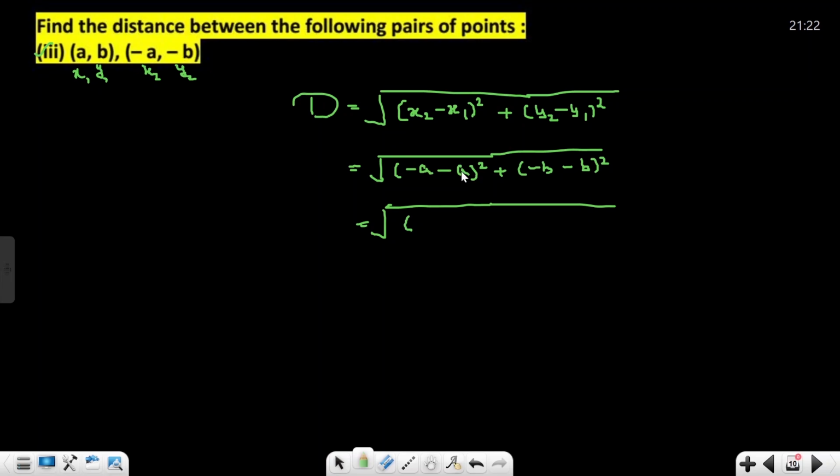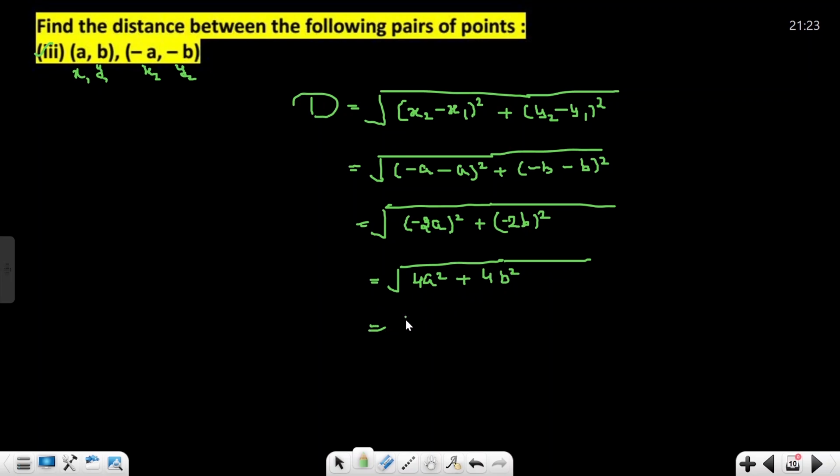Okay, minus minus term is always plus. 8, a and 8, how many a? 2a, and the sign is negative, squared. Similarly, b and b are both negative, so add the values: 2b, and the sign is negative, squared. So tell me, a negative term squared is always positive, because minus into minus is plus. 2 square is 4 and a square is a square, plus 2 square is 4 and b square is b square.